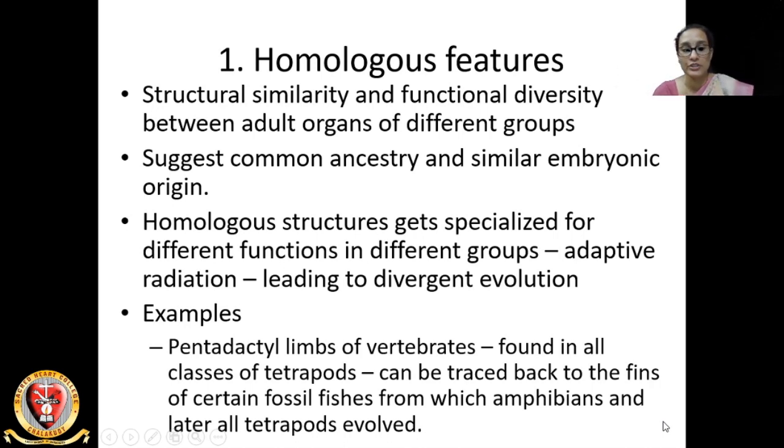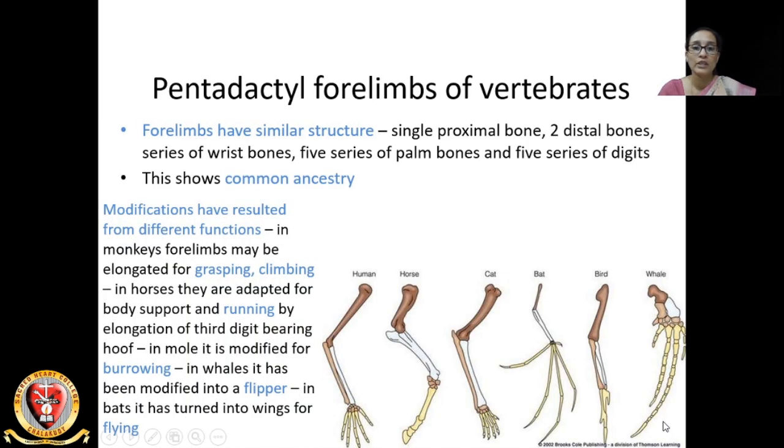The examples of homologous features include the pentadactyl limbs of vertebrates. These are found in all classes of tetrapods, and they can even be traced back to fins of certain fossil fishes from which the amphibians and later all the other tetrapods evolved. If you look at this picture, you can see the forelimbs of human, horse, cat, bat, bird and whale. All of them have a similar structure. They have a single proximal bone, two distal bones, a series of wrist bones, 5 series of palm bones and 5 series of digits. This suggests that this group of organisms share a common ancestry.